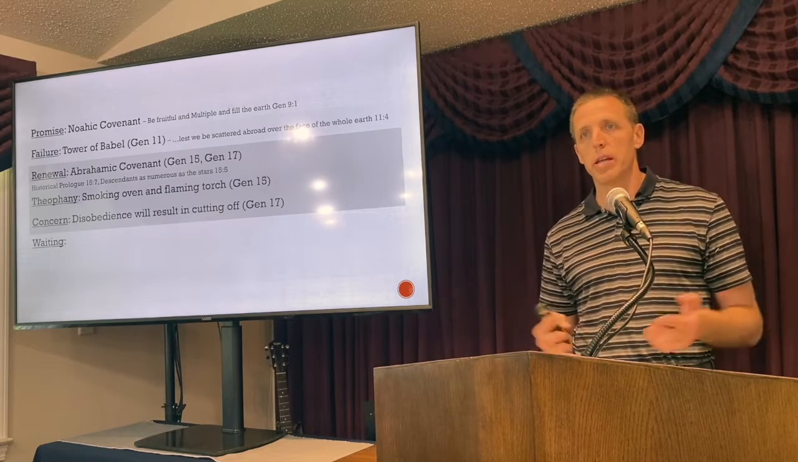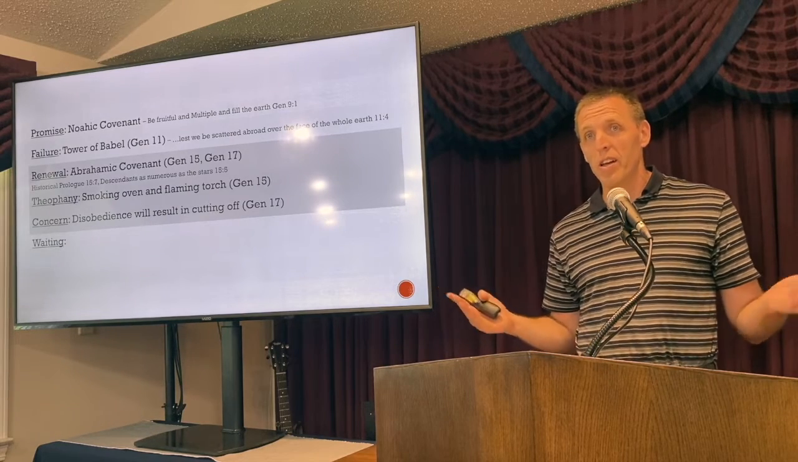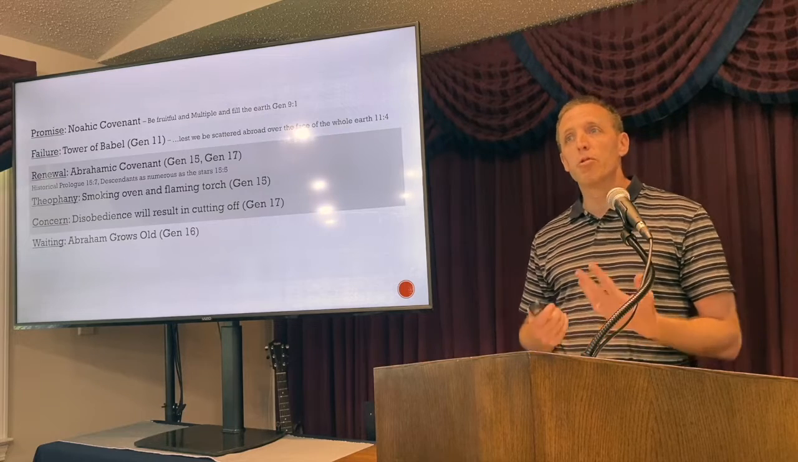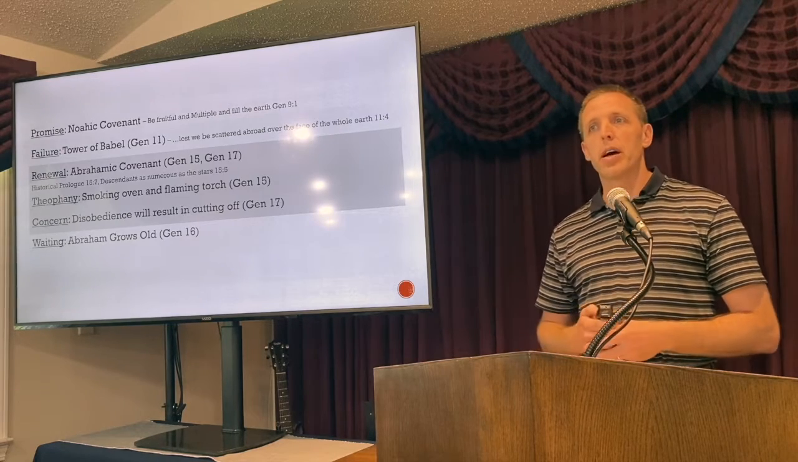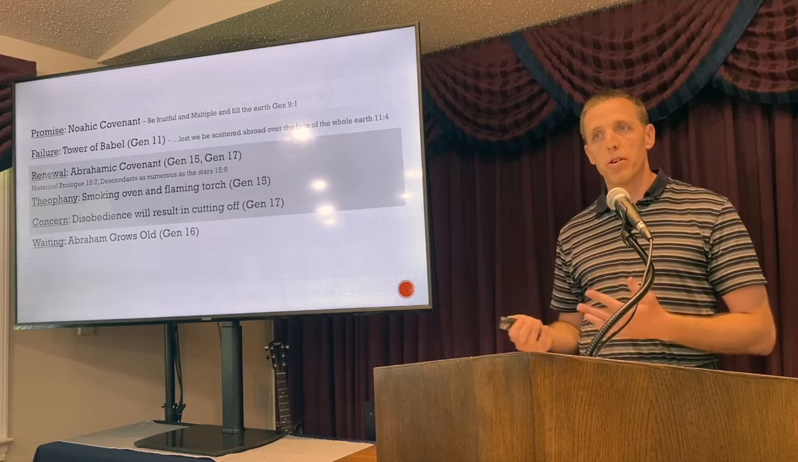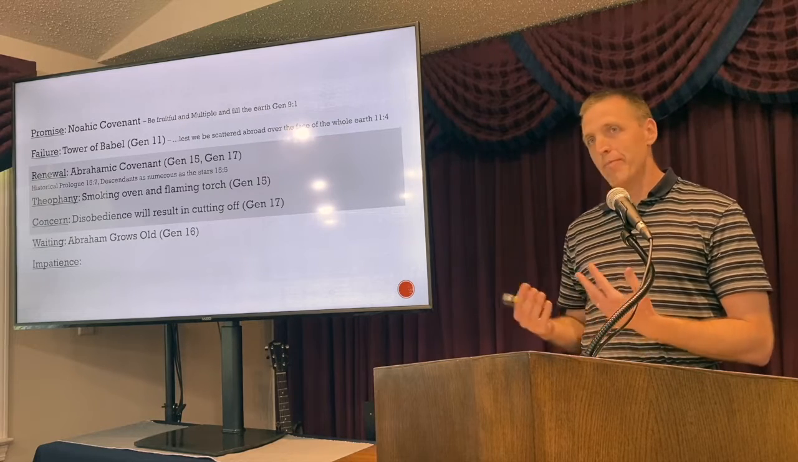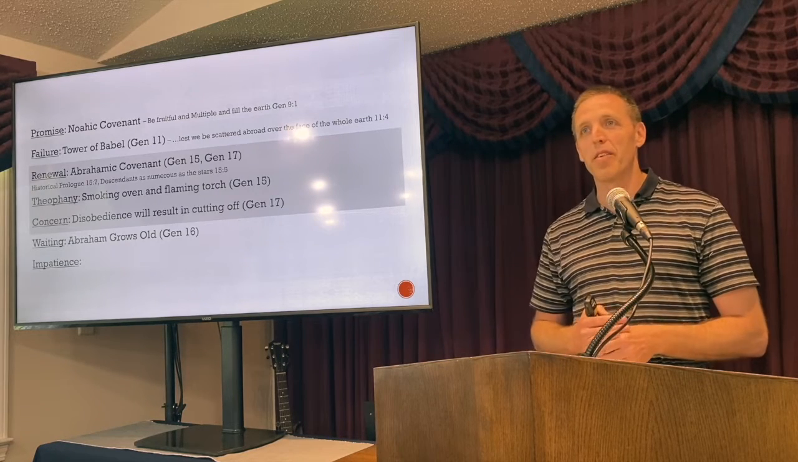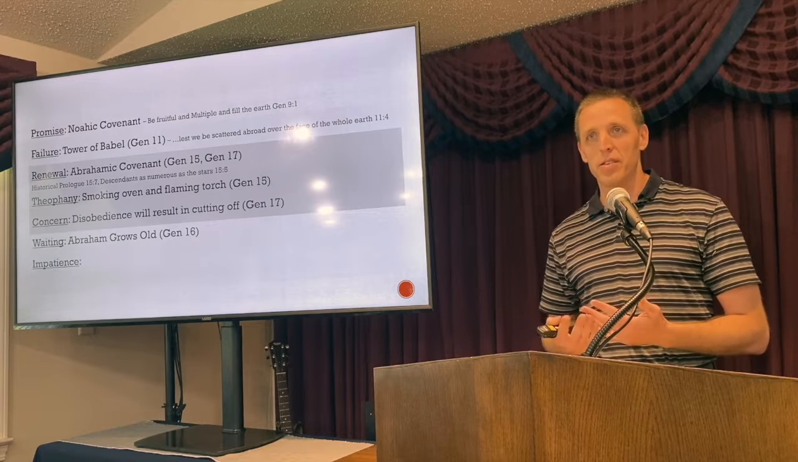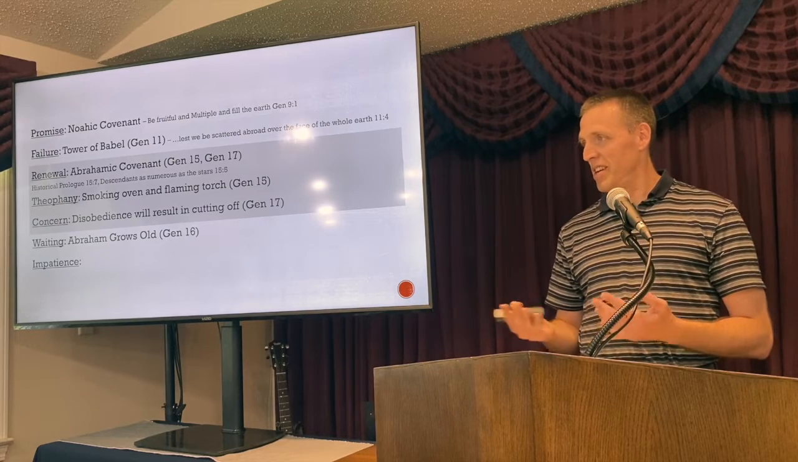He has no children, and he grows what? He grows old. And so Abraham is growing old. He sees no indication that the covenant is going to be fulfilled. And then there's impatience exercised by the covenant person. And what was it in his case?